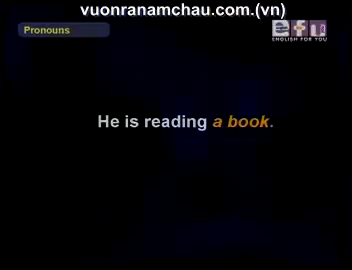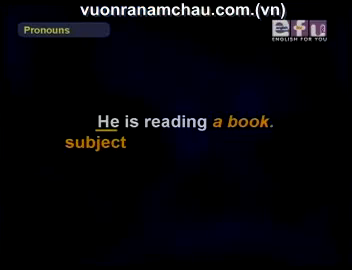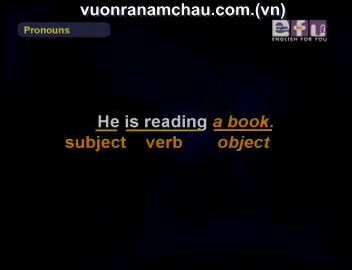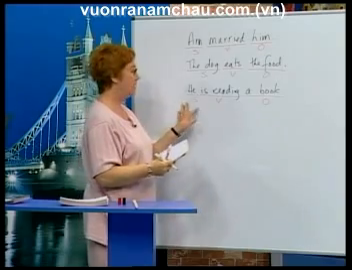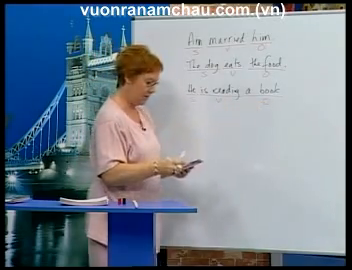And another one, he is reading a book. He is the subject. This is who we're talking about. Is reading. These two words are the verb. And a book is the object. Okay? He is reading a book. What is he reading? A book.